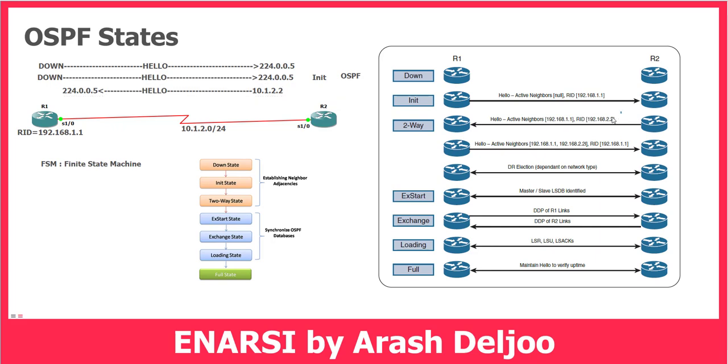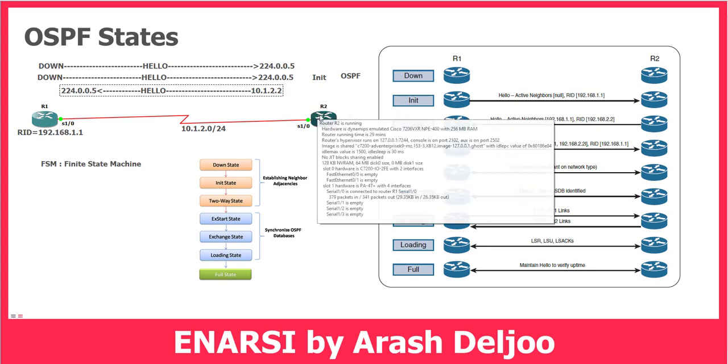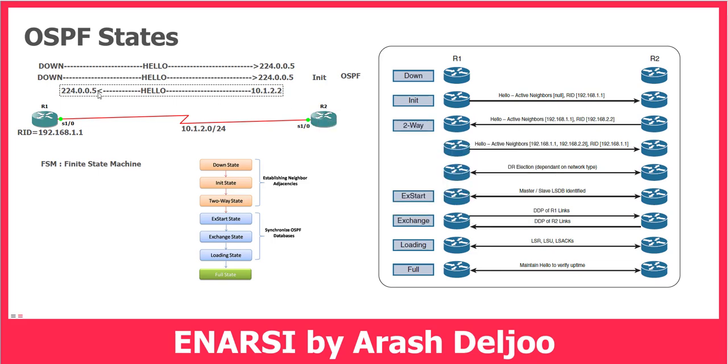But here in the active neighbors, router 2 is using the router ID of router 1. When router 1 receives this hello, it can understand that router 2 received the hello of router 1, because router 2 is sending the router ID of R1 in this hello. This means router 1 now ensures its hello was received by router 2, which sends back the hello with the router ID of router 1, 192.168.1.1, in the active neighbors. So router 1 now ensures that router 2 can receive its hello.